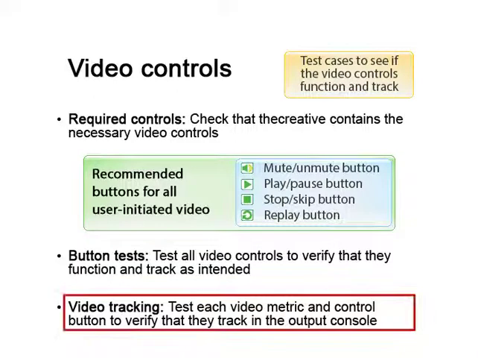Next, check all video metrics in the output console to verify that they trigger only by each specific control or interaction. For instance, if the creative contains two videos that both trigger the same video midpoint and video complete events, the tracking metrics will not be accurate.